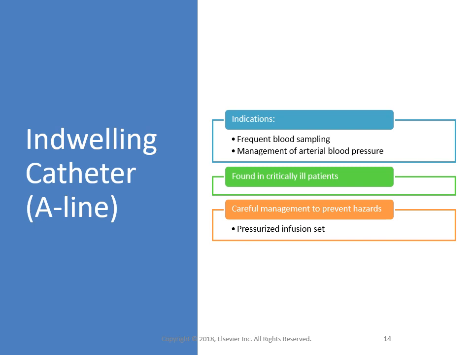The A-line catheter is connected to a pressurized heparin infusion set that incorporates a pressure transducer, a flush device, a sampling port that is accessed either through a three-way stopcock or a closed reservoir.